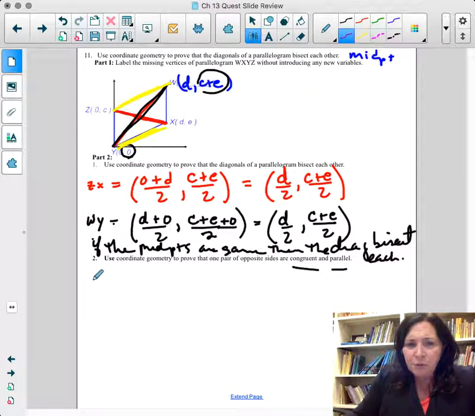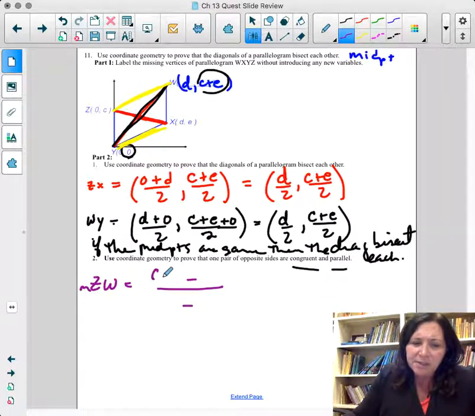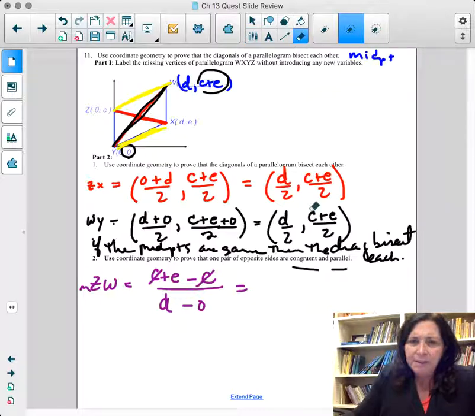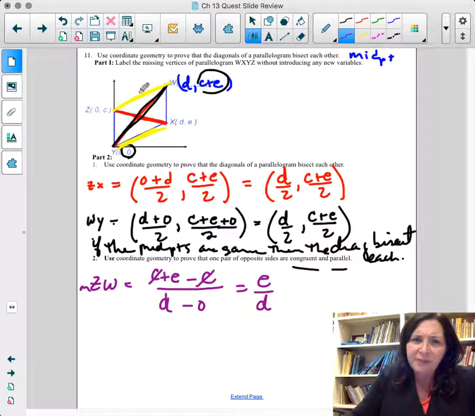So in order to prove that they're parallel, I'm going to find the slope of ZW. So the slope of ZW, remember I have to subtract my Y's over subtract my X's. So I'm going to go C plus E, subtract C, all over D minus 0. And so I get, let's see here, C minus C is 0. That's gone. So I have E over D. So the slope of ZW is equal to E over D.